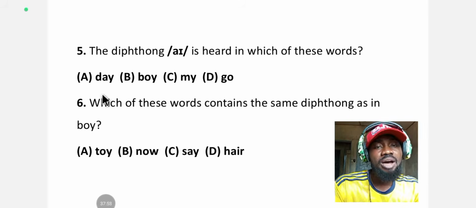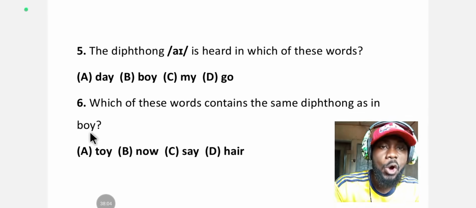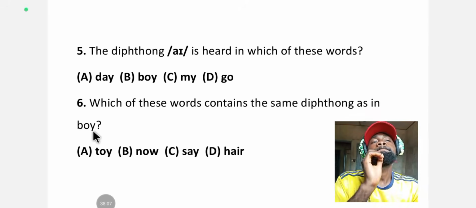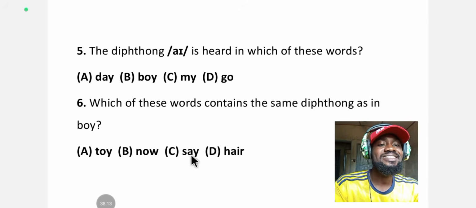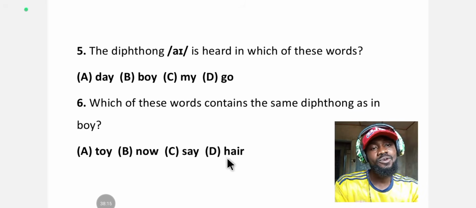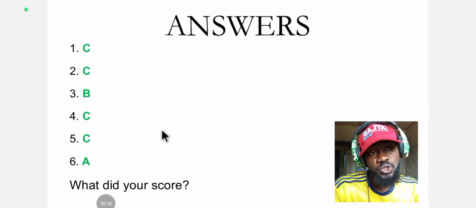My. Number 6. Which of the following words contains the same diphthong as in boy? The same diphthong as in boy. A, toy. B, now. C, say. D, here. What's your answer? You answered right. The correct option is option A, toy. These are the answers. What did you score?